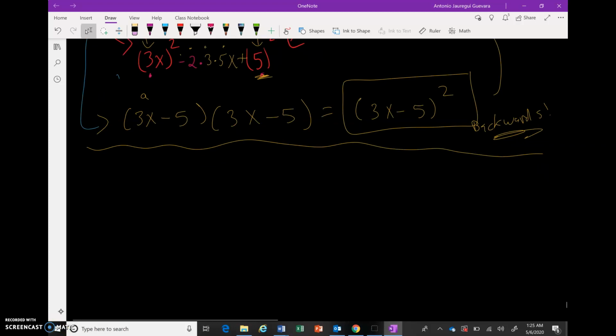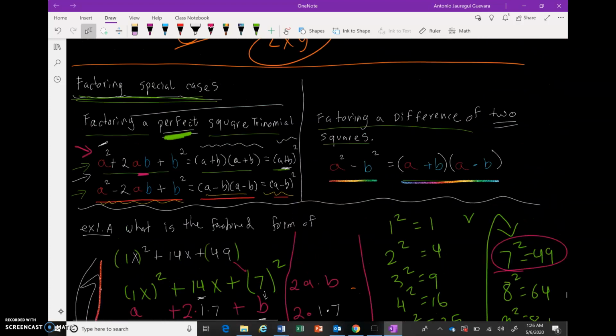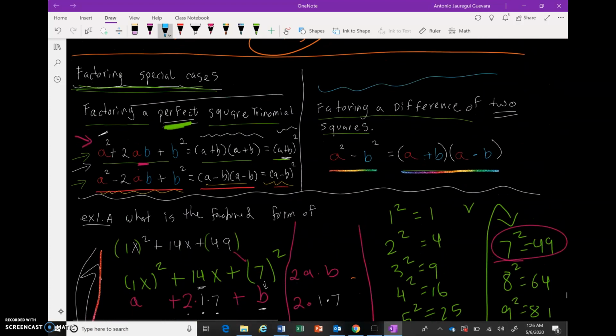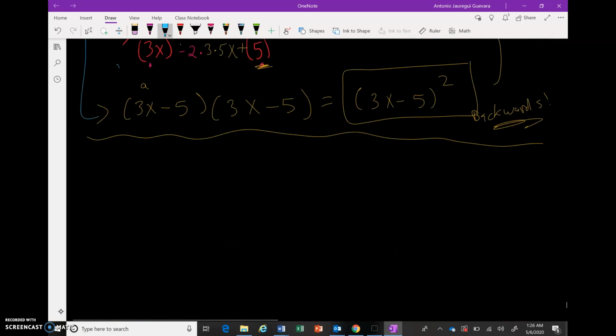But anyway, now we're going to do the other format that I'm trying to show you: factoring a difference of two squares. So let me go ahead and do that one. Let me give you example 3a.